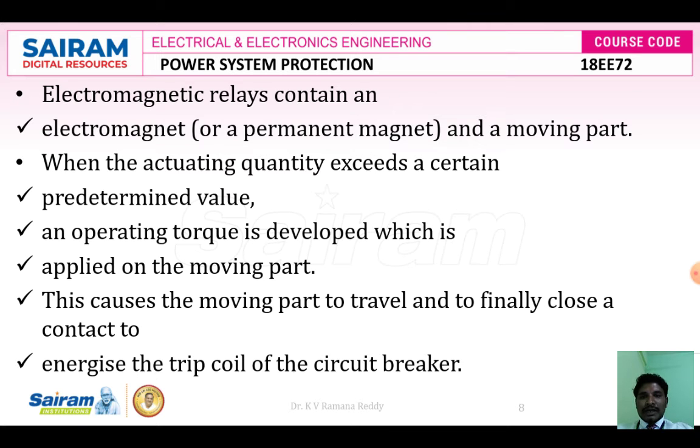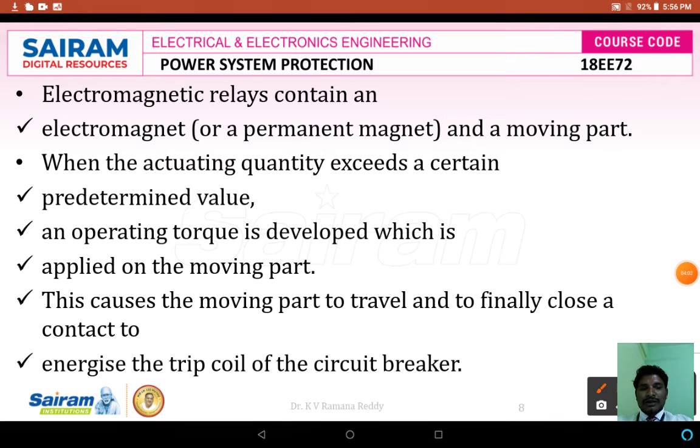Electromagnetic relays contain an electromagnet or a permanent magnet and a moving part. Usually the moving part operates the circuit breaker; it makes the circuit and it breaks the circuit. When the actuating quantity, that means the current, exceeds a certain predetermined or rated value, an operating torque is developed which is used to move the moving part to trip the circuit breaker. This causes the moving part to travel and finally close a contact to energize the trip coil of the circuit breaker. Generally, the circuit breaker is energized whenever the fault current or line current exceeds the rated current value.